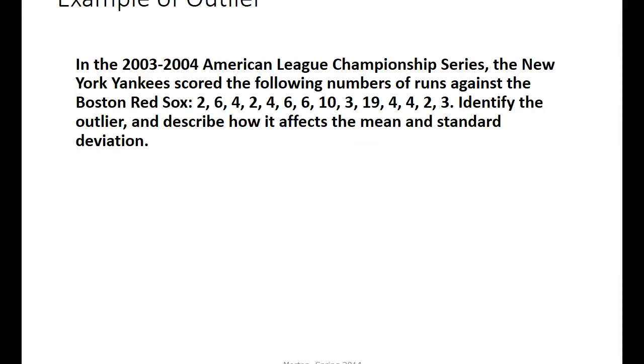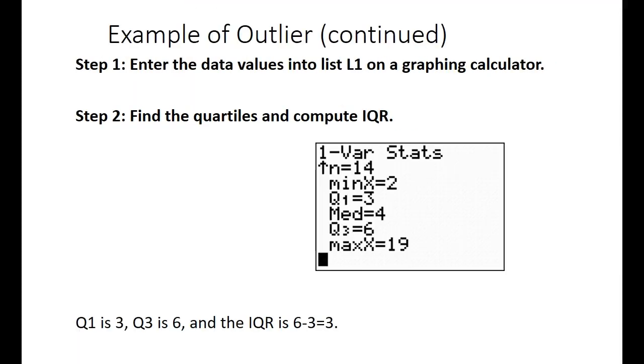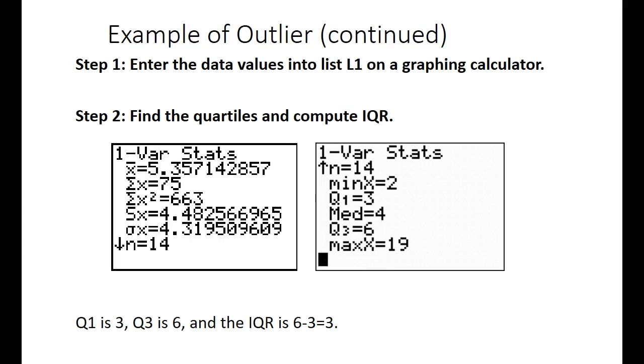To do that, we want to enter the data into list 1, find the quartiles, and remember you do 1-Var Stats, but you have to arrow down to get to the 5-number summary. So we have a Q1 of 3 and a Q3 of 6. We're going to subtract those two numbers. 6 minus 3 is 3. So this would be the whole 1-Var Stats from your calculator altogether.